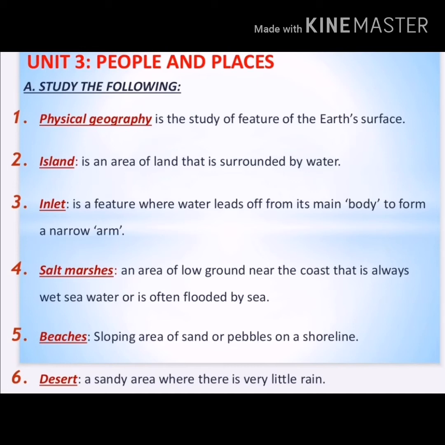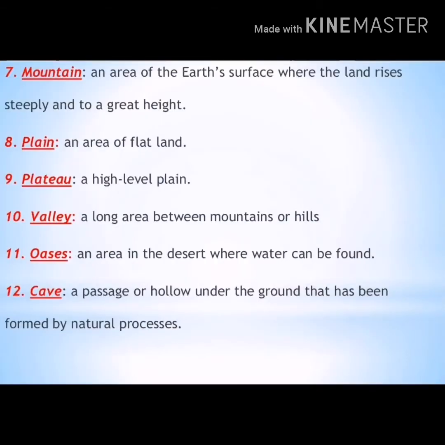We have number 1, physical geography. Number 2, island. Number 3, inlet. Number 4, salt marshes. Number 5, beaches. Number 6, deserts. Let's go to number 7, mountain. What is a mountain? A mountain is an area of Earth's surface where the land rises steeply and to great height. Everybody knows how a mountain looks.